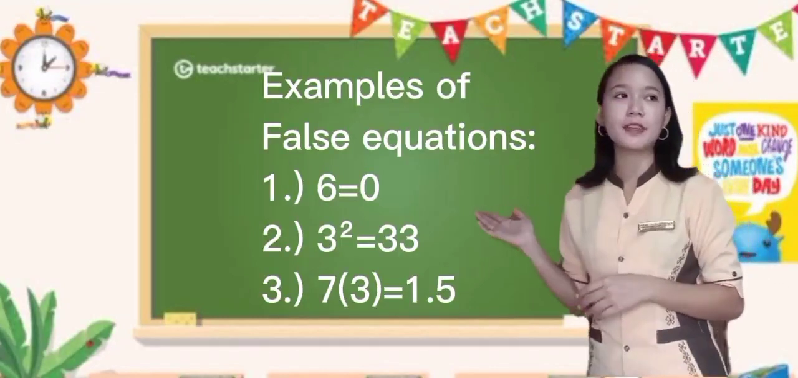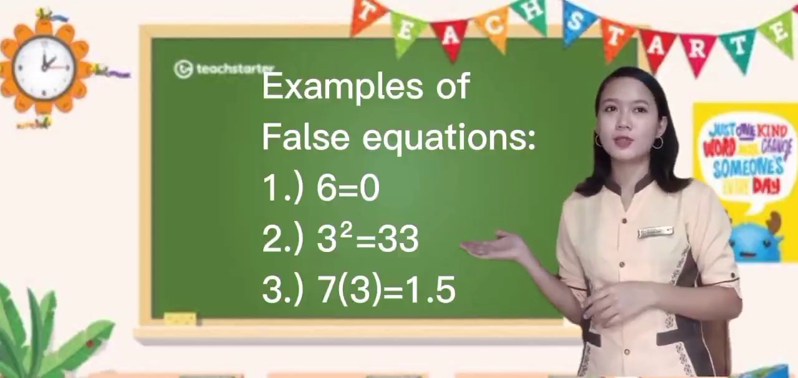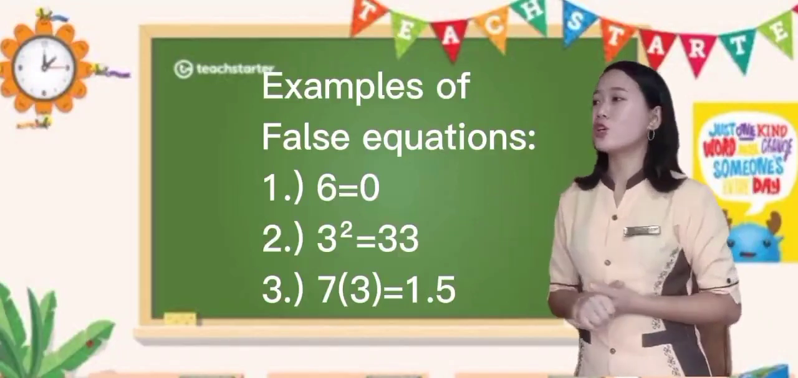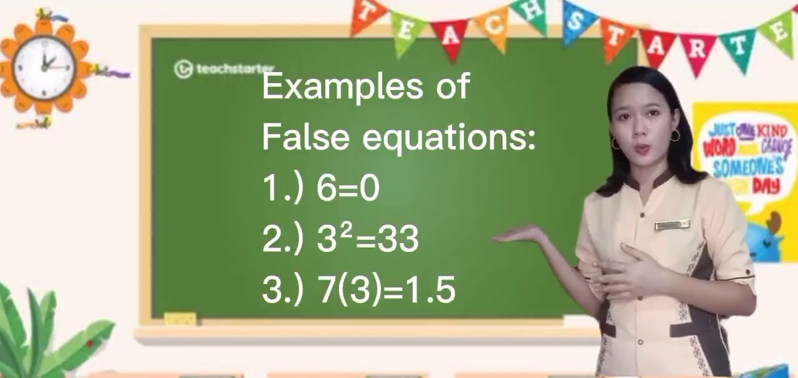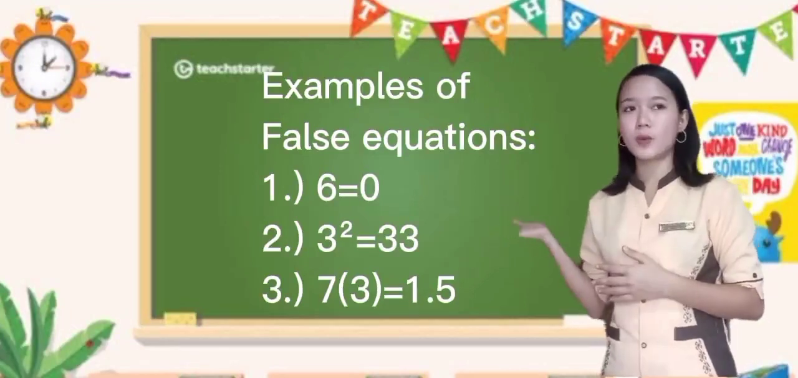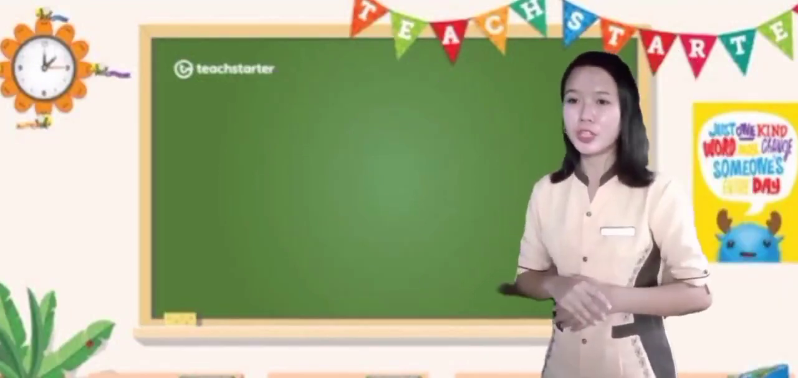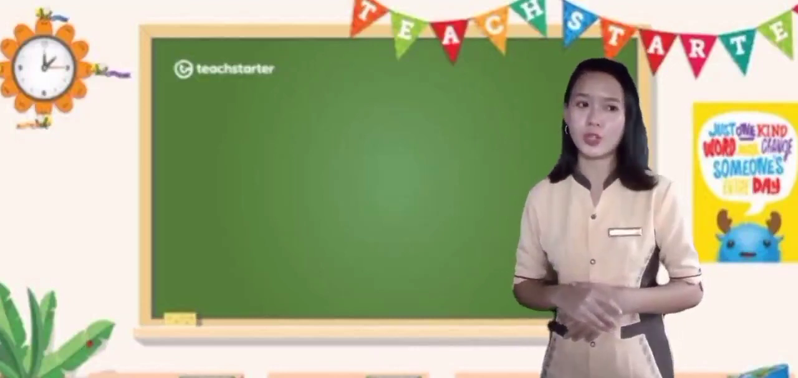So how much is 7 times 3? 21. Very good. So here are the examples of false equation. It is not equal to each other. So can you give me another example of a false equation?